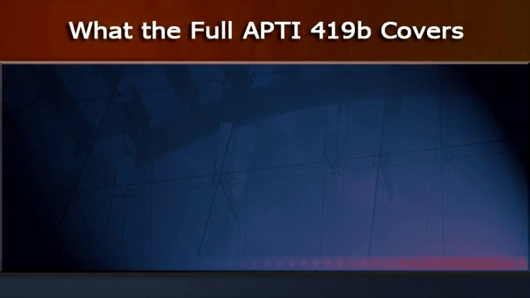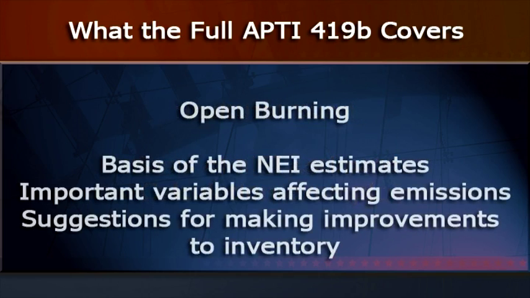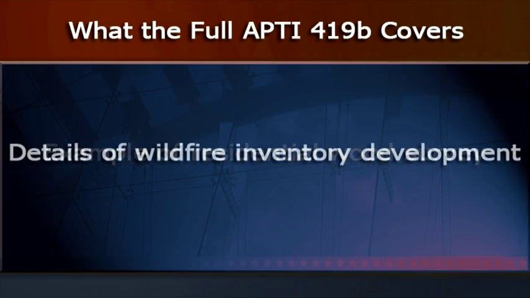The classroom version of APTI 419B covers additional materials and contains more detail. For example, agricultural burning in 419B will discuss the basis of NEI estimates and will contain a calculation example. For open burning, it will discuss the basis of the NEI estimates and important variables affecting emissions. It will also offer suggestions for making improvements to the inventory. A detailed example of residential wood surveys is included, and wildfire inventory development will be covered in much more detail.